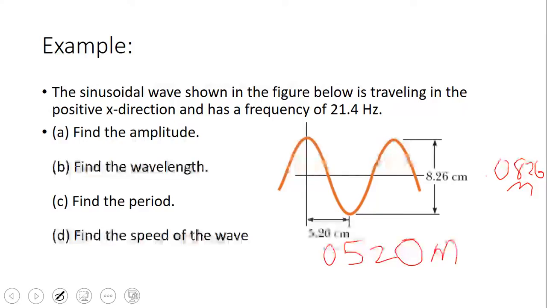So to find the amplitude, we divide 0.0826 by 2 to get 0.0413. And to find the wavelength, we would have to double this because this is half of a wavelength. This is the distance from crest to trough instead of crest to crest. So we double it and we get 0.104 meters.